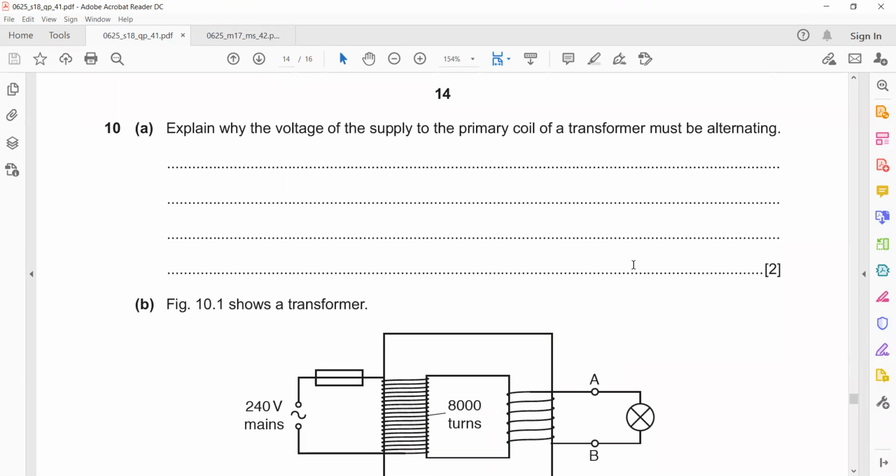Explain why the voltage of a supply to the primary coil of a transformer must be alternating. Why can it not be DC? Why must it be alternating? To produce a magnetic field? The magnetic field will be produced even by DC. DC is also producing a magnetic field, and AC is also producing a magnetic field. Both produce a magnetic field. But why must it be AC, not DC? That's a question.